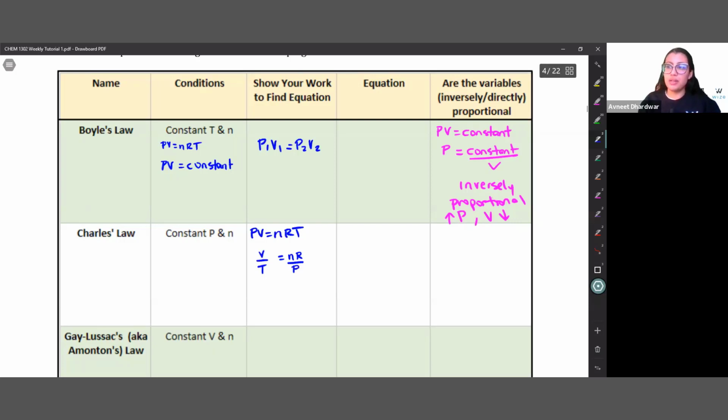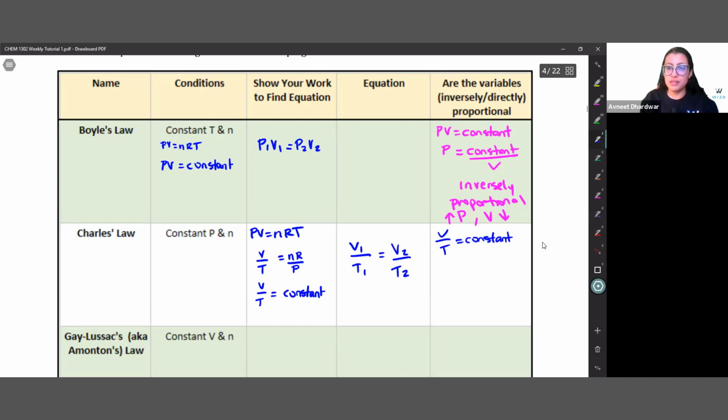Okay, so now that it's V over T, the whole right side is a constant. And once we have figured out that the constants are all on the right side, we now have our equation: V1 over T1 is equal to V2 over T2. That's our equation. Perfect. Okay, and then to figure out if two variables are directly or inversely proportional, you want to compare them when they're on opposite sides of the equal sign.